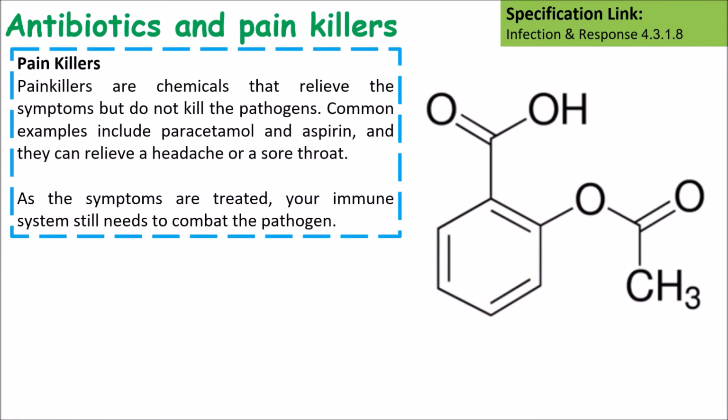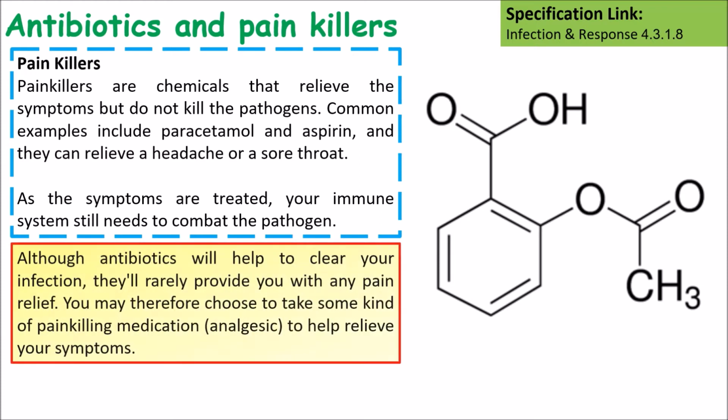Painkillers are chemicals that relieve symptoms but do not kill the pathogens. Common examples are paracetamol and aspirin. As the symptoms are treated, your immune system still needs to combat the pathogen. Although antibiotics will help you clear the infection, they rarely provide you with any pain relief. Therefore, you might need to be taking painkillers at the same time as antibiotics.